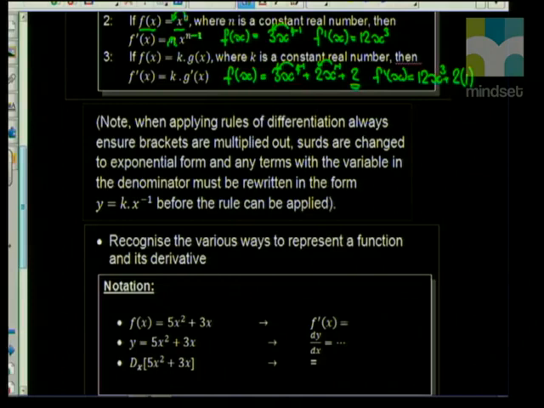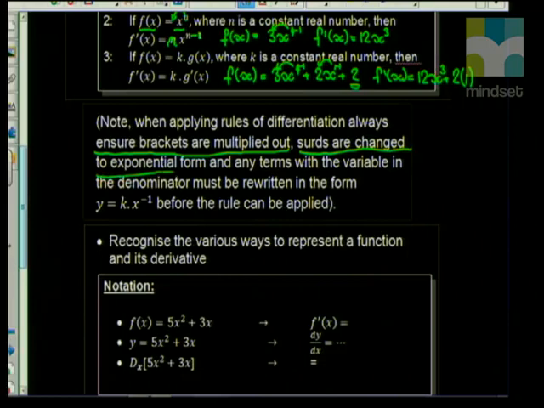Something really important, grade 12s, which I want you to really remember when you're applying your rules of differentiation is this. Okay, it says here that when we apply the rules of differentiation, always ensure brackets are multiplied out. Okay, so when you're having to apply your rules, make sure that if you've got any brackets that are in your sum, whether it be FOIL or distribution, you multiply out those brackets. We want those gone.